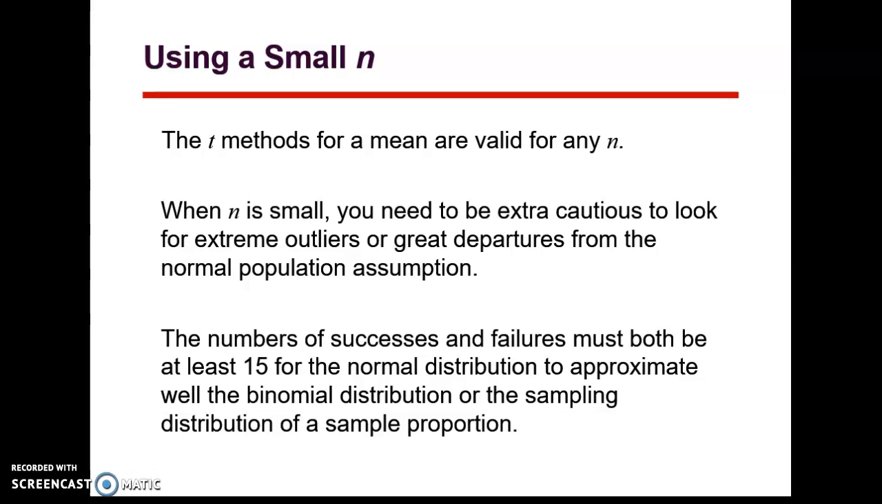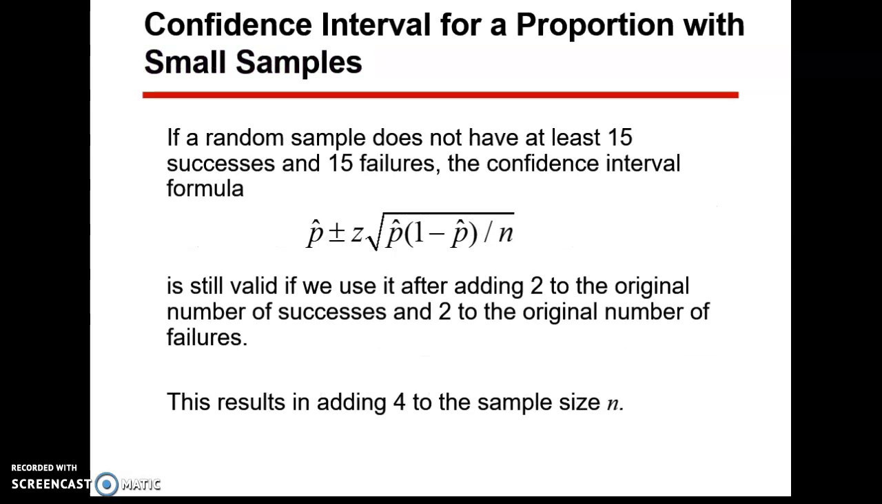So when n is small, you need to be cautious, looking at outliers, and you have to do your testing for at least 15 for the approximation for the number of successes and failures. Here it shows you your point estimate of p hat plus or minus the margin of error. The margin of error is simply z times the standard error. And for a proportion sample, the standard error is the square root of the quantity p hat times 1 minus p hat, over n.